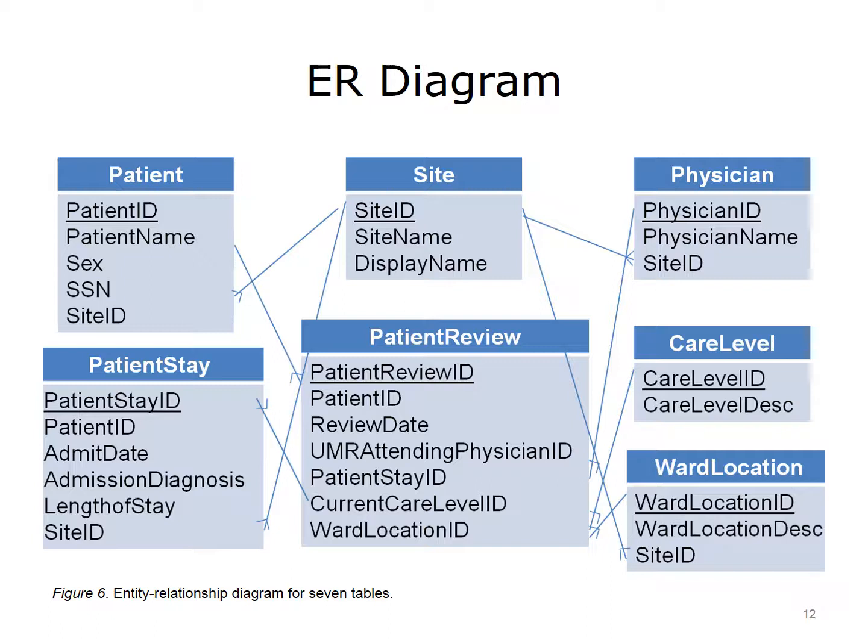This ER diagram displays the other tables that have relationships with the patient review table, namely the patient, patient stay, physician, care level, and ward location tables. The site table does not have a relationship with the patient review table. However, it does have relationships with other tables: patient, patient stay, physician, and ward location.